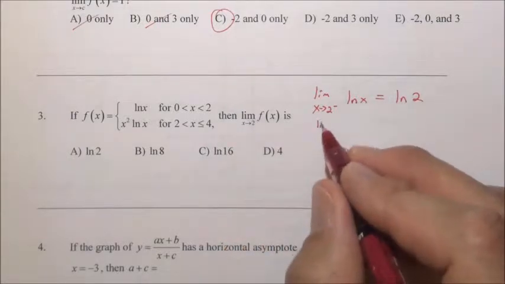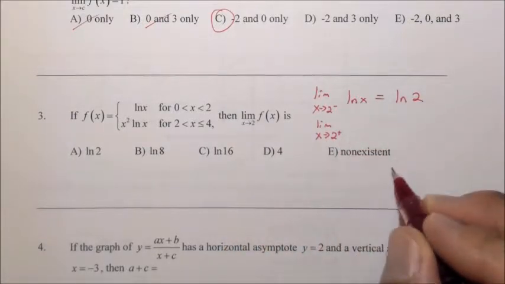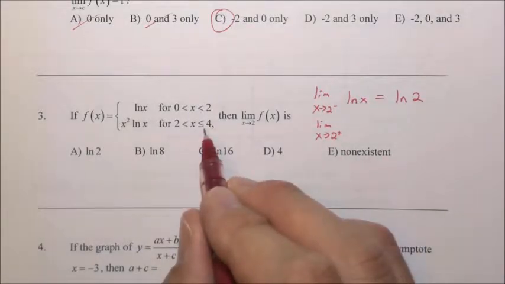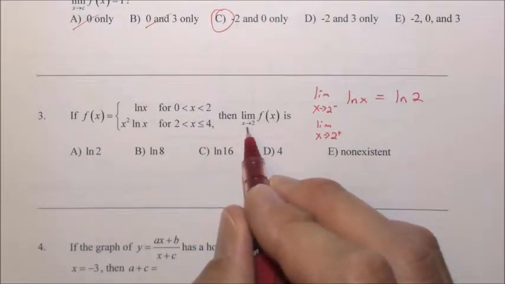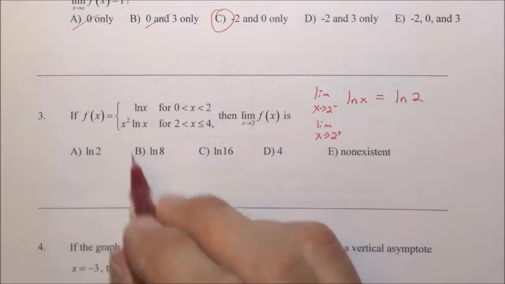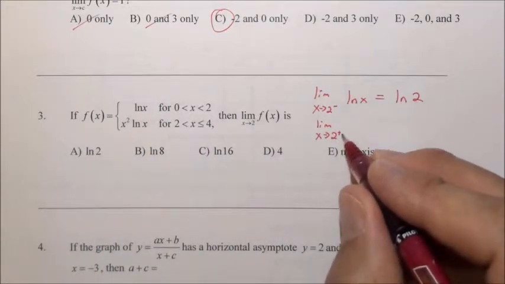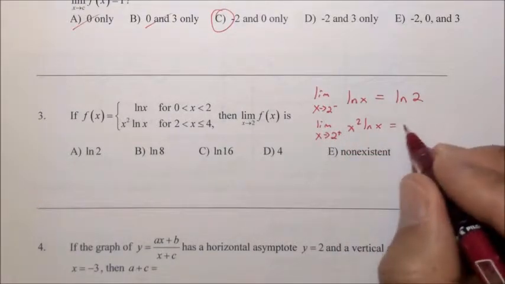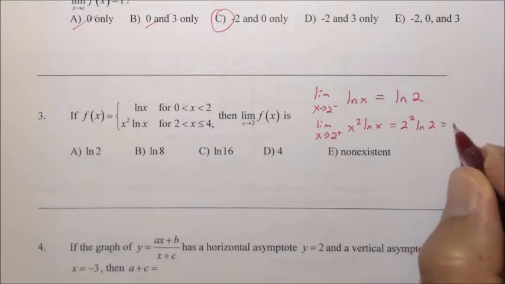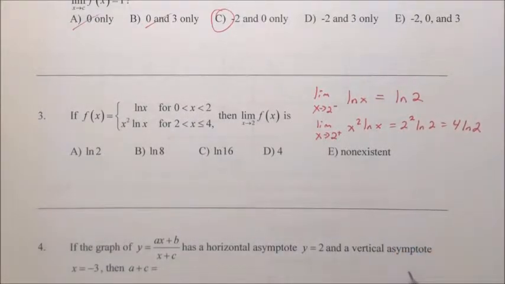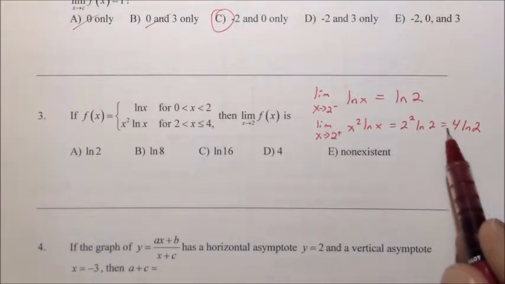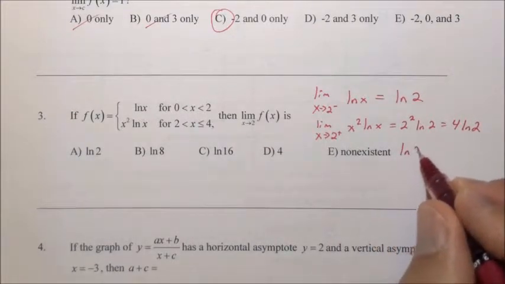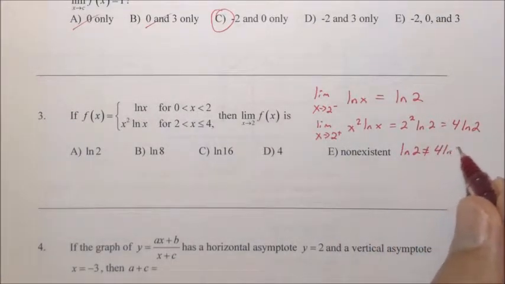Now we also have to look at the limit as x approaches 2 from the right of the function. 2 from the right is like 2.1, 2.2. Those numbers are between 2 and 4, so we now have to use the bottom function. Again, as x gets really close to 2, we can basically plug 2 into this function. So we're finding the limit as x approaches 2 from the right of x squared natural log of x, so we plug 2 in here. We have 2 squared times the natural log of 2, or 4 natural log of 2. Does the natural log of 2 equal 4 times the natural log of 2? Obviously not.